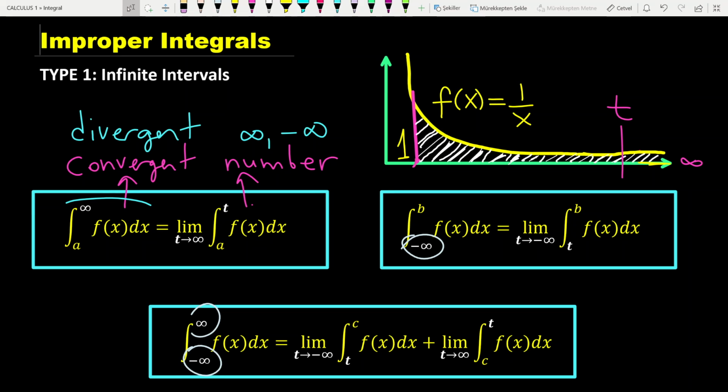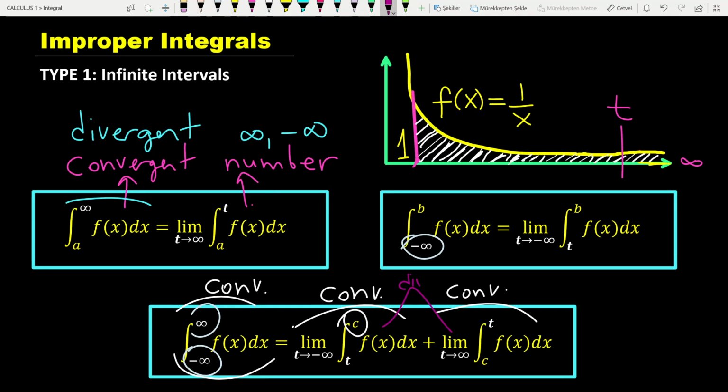An improper integral might have two infinite limits. In this case, we can choose an arbitrary point C and break this integral at the point C. As a result, we obtain two improper integrals. If for some real number C both of these improper integrals are convergent, we say that the given improper integral is also convergent. If one of them is divergent, the given improper integral will be divergent.